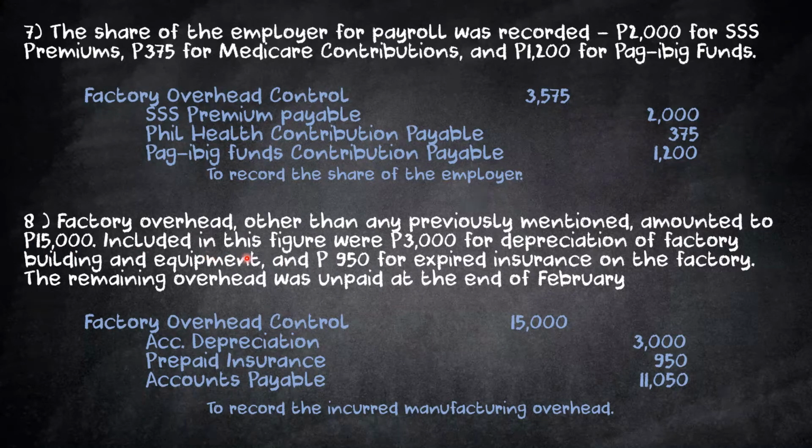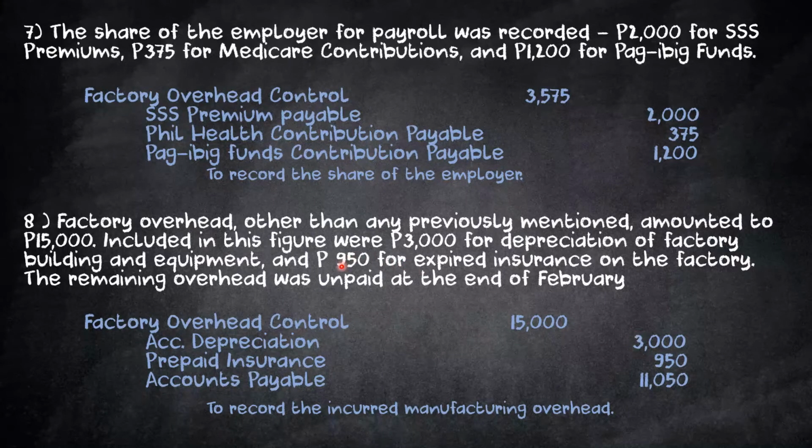Included in this figure were 3,000 for depreciation. Normally, paano tayo mag-record ng depreciation? Yes, debit tayo ng depreciation expense tapos credit na accumulated depreciation. Pero in cost accounting, yung depreciation expense na yun ay mapupunta na kay factory overhead control. Kaya nandito na siya. Pero i-record pa rin natin yung accumulated depreciation na 3,000.